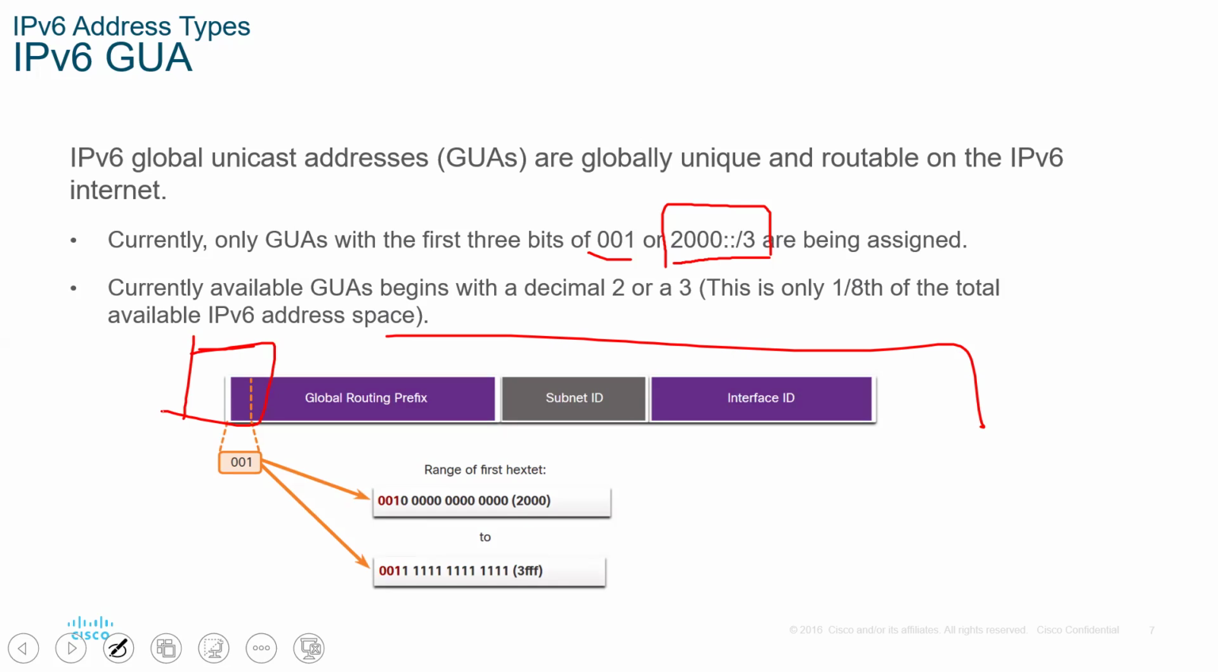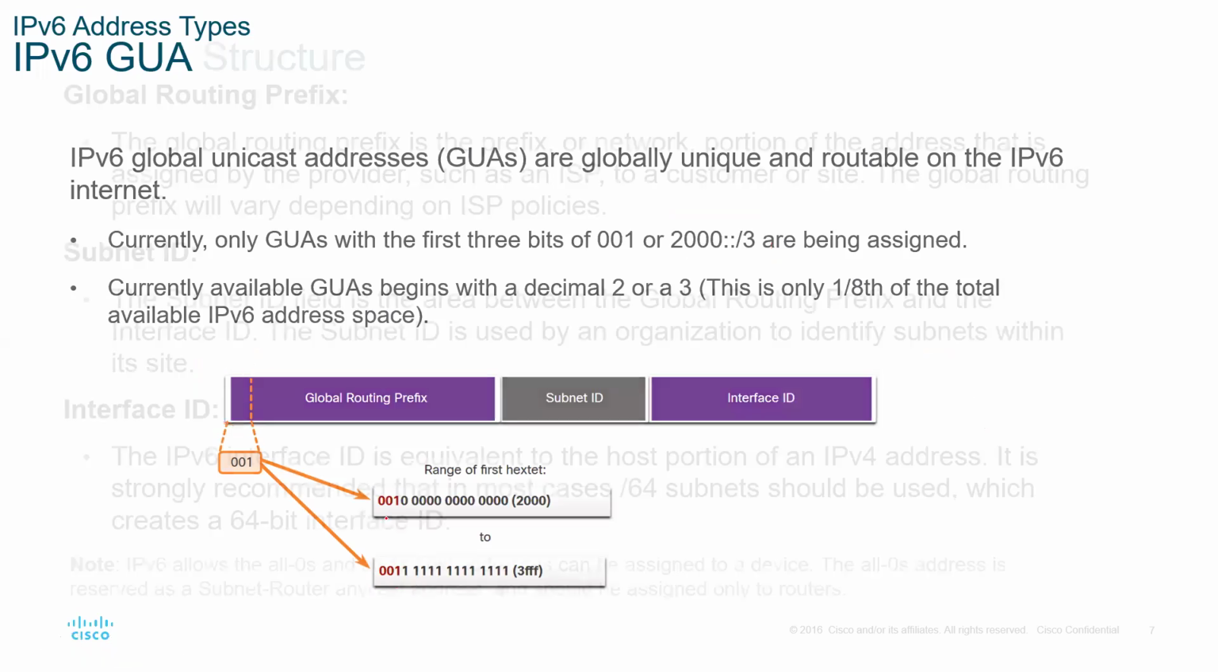That is actually only 1/8 of the total available IPv6 addresses. So you see, they just picked 001 in binary. So anytime you have a global unicast address that begins with this, then you know that it's a global unicast address.